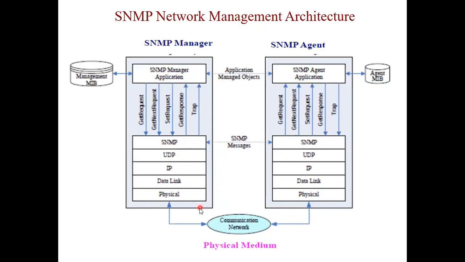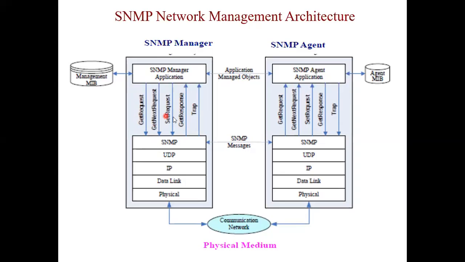So please draw it, because that is how you will explain the architecture. Here you can see we now have 5 messages from the manager: get request, get next request, set request, get response, trap. Now the G and R in get request are capital, and you have to write it in that way. You cannot write all in small or all in caps, or G in caps and R in small. You have to write it in this way.